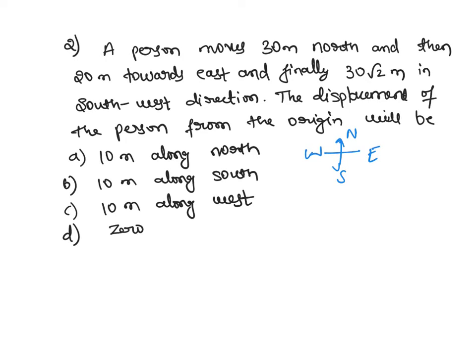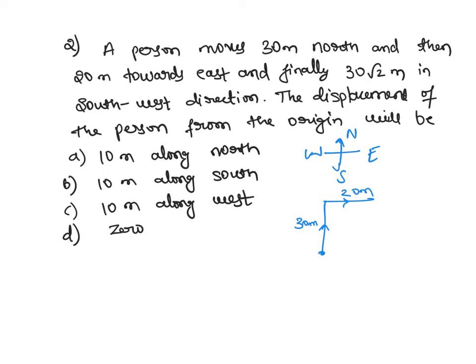Okay, so let me draw the diagram now. First of all, 30 meter north. Let me take the origin. Assume that this is the origin now. So now this is 30 meter along the north direction. After that, 20 meter towards the east, 20 meter towards the east.